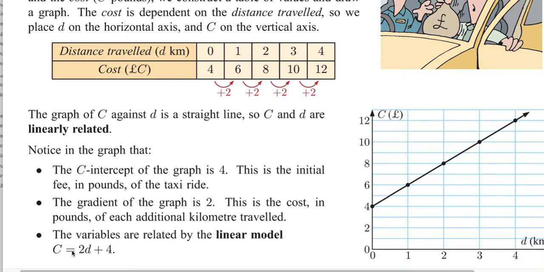This means we can write the following equation. C equals 2d plus 4, where C represents the cost, D represents the distance, and 2 is the gradient and 4 is the intercept. Very straightforward, like y equals mx plus c, but replacing y and x with c and d.